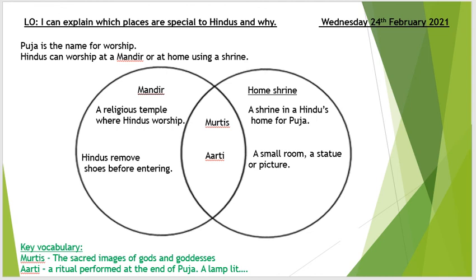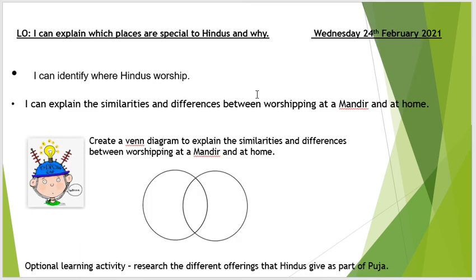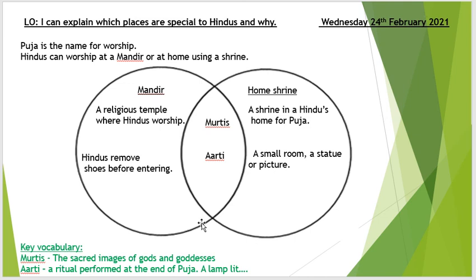Let's have a look then and just round up the lesson before you go off to do that. So by the end of today, you should feel very confident that you can identify where Hindus worship, and you can use your Venn diagram to explain the similarities and differences between worshipping at the mandir and at home. Okay, and you've also got that optional learning activity of researching the different offerings that Hindus give as part of puja if you need an additional task. Now, I'm going to leave it here, year 5 and 6, so that you can make a start.